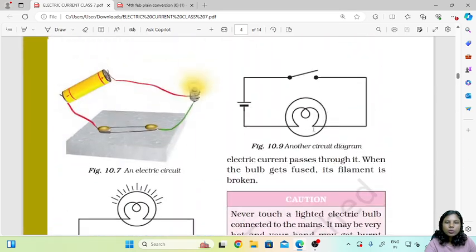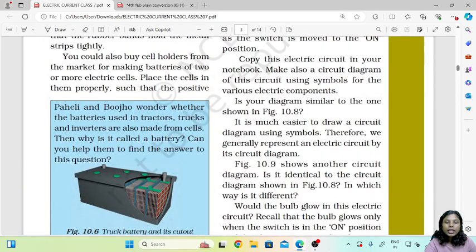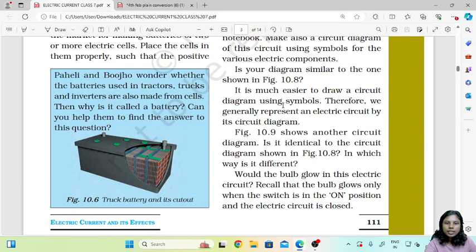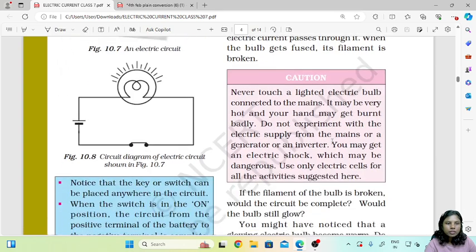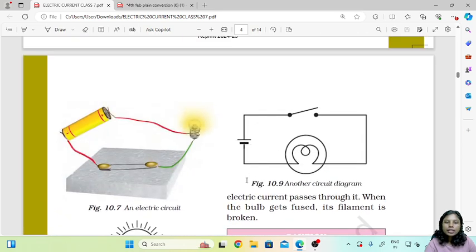Okay, now let's look at this. It is much easier to draw a circuit diagram using symbols. Therefore, we generally represent an electric circuit by its circuit diagram. Figure 10.9 shows another circuit diagram. It is identical to the circuit diagram shown in 10.8. So this is the 10.9 diagram.